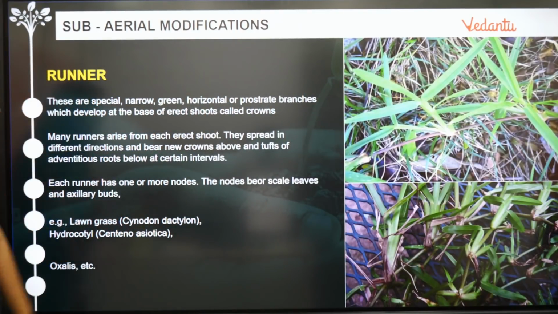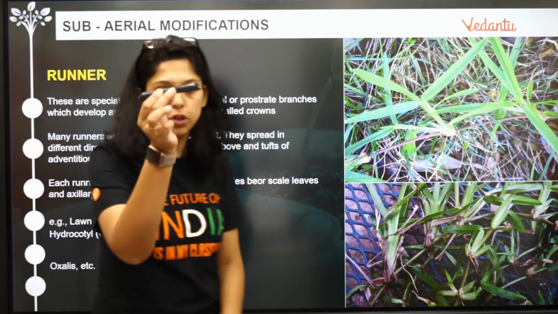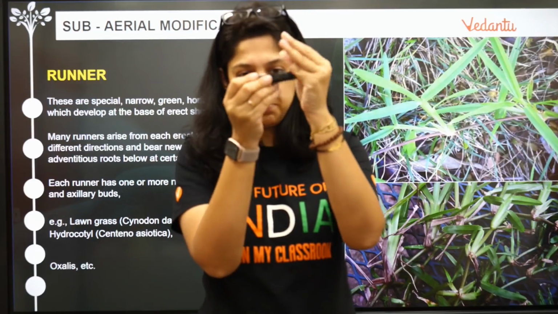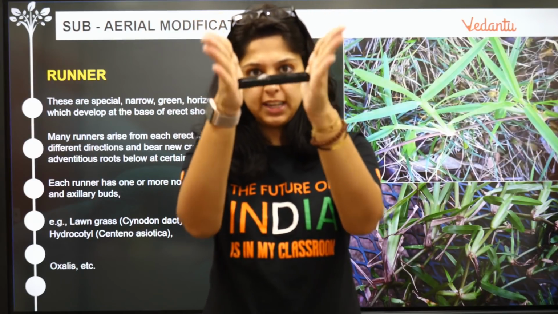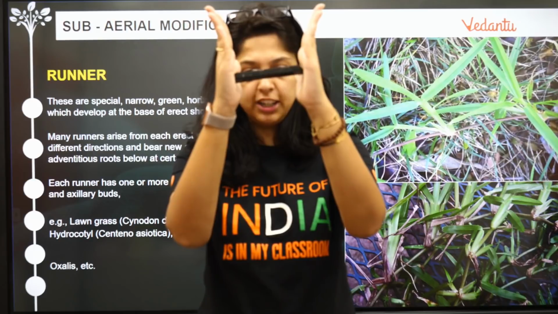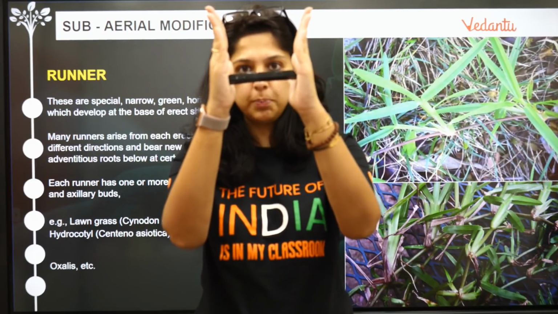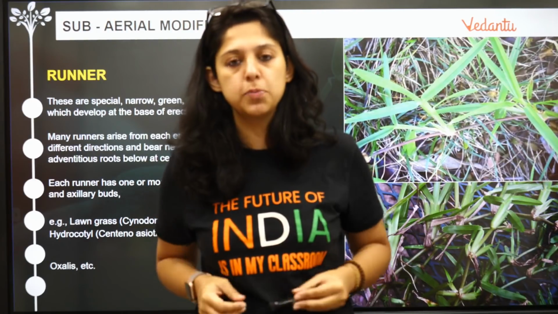Many runners arise from each shoot. They spread in different directions. They bear new crowns above and tufts of adventitious roots below. So if you look at this, this is one grass, this is another grass, and between the two grasses, what is this part? This is grass above and this is grass below. Thank you, Leroy. Pay attention, please, everybody. Between the two grasses is this runner.